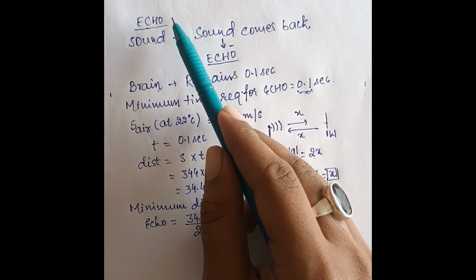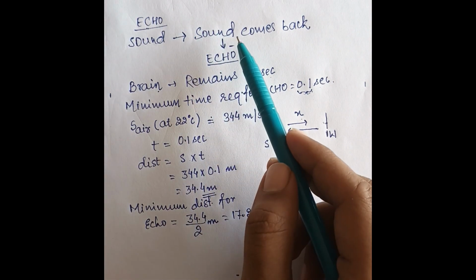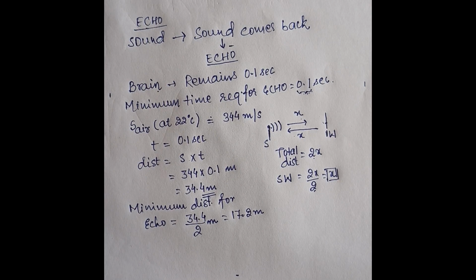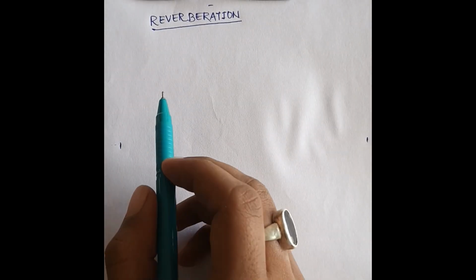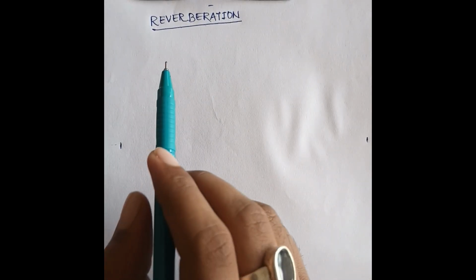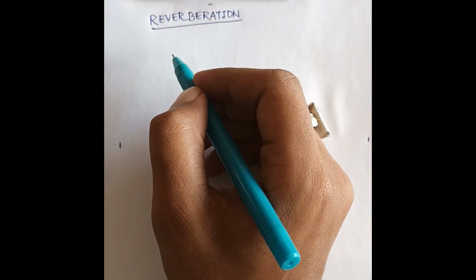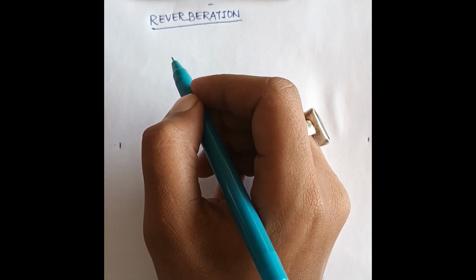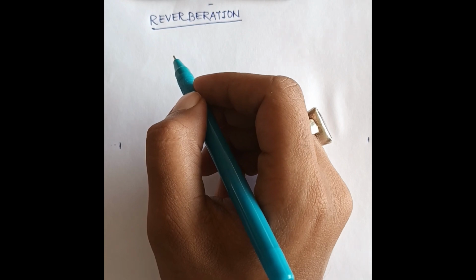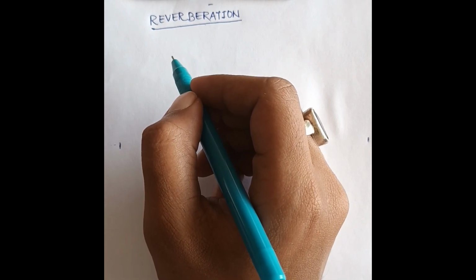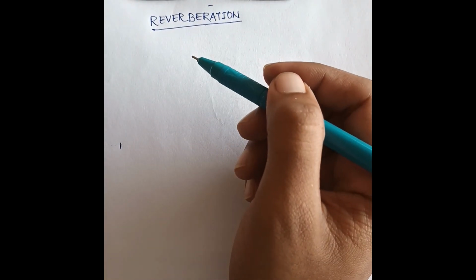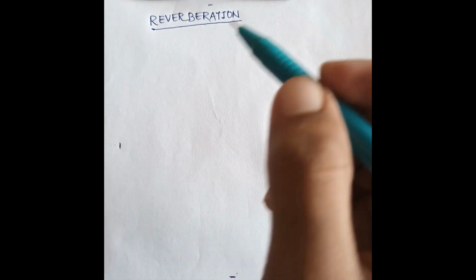Students, like echo, there is one more term that we will be studying now in this video, that is reverberation. Now students, what is reverberation? Just like echo, the same kind of thing is reverberation. What happens when you are in an empty room? Empty room means in a room there is nothing. So if you shout loudly in an empty room, what will happen?